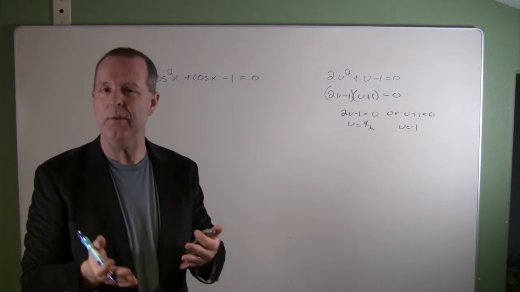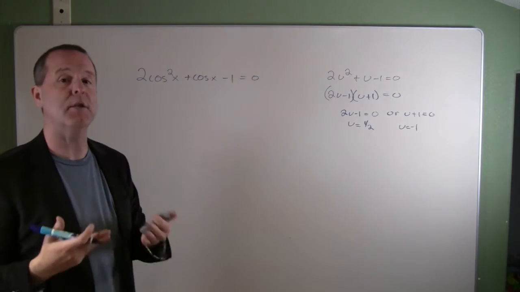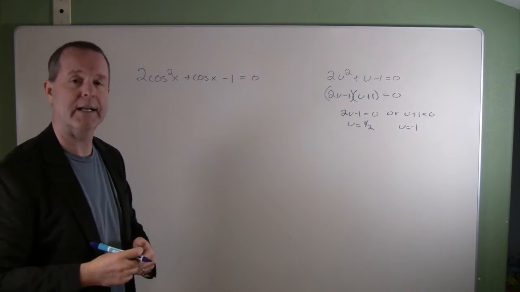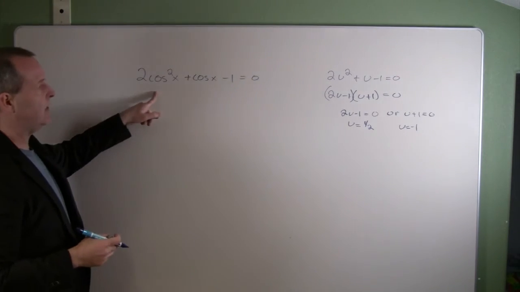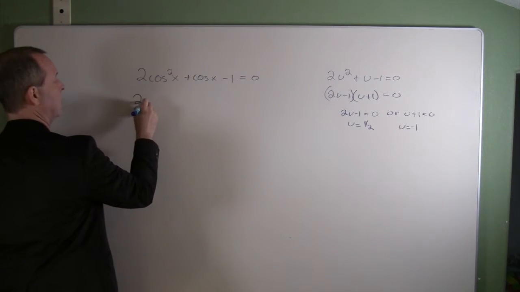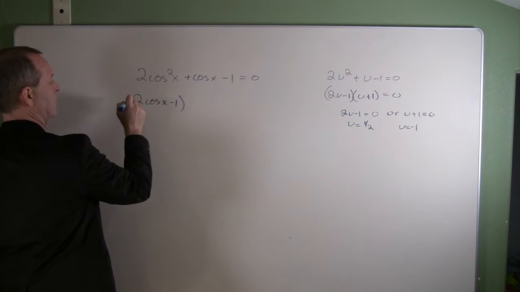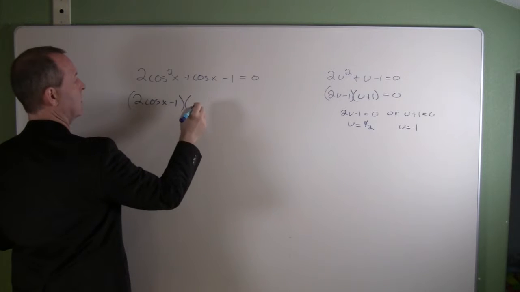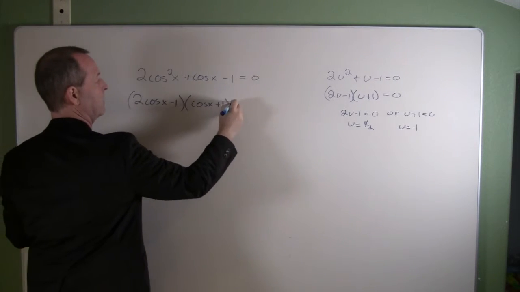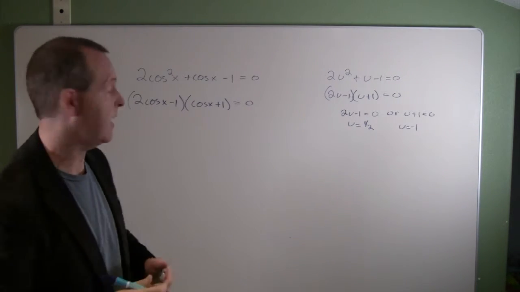Well, if we remembered that, maybe we can do the same thing with this. We will also see quadratics show up in our trigonometric equations. So this is basically the same thing. Let's factor it down. I'm going to have 2 cosine x minus 1 times cosine x plus 1 equals 0. I was able to factor it, so I can set each factor equal to 0.